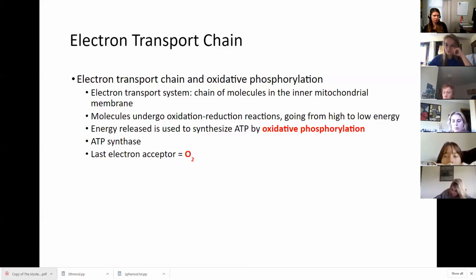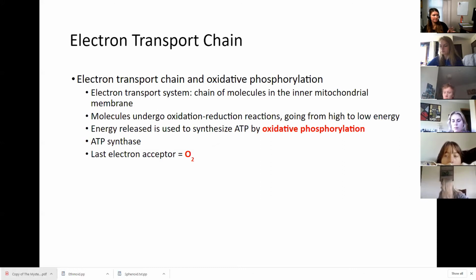Okay, so we have this chain of molecules in the inner membrane that are going to undergo a couple of oxidation reduction reactions going from high to low energy. As we move down this chain of molecules, we're going from high to low energy, but we're releasing more and more energy for this process. The energy we release from the electron transport chain is used to synthesize ATP by this process of oxidative phosphorylation. So when you see the term oxidative phosphorylation, we're referring very specifically to this process going on here. It doesn't happen during any of our other steps.